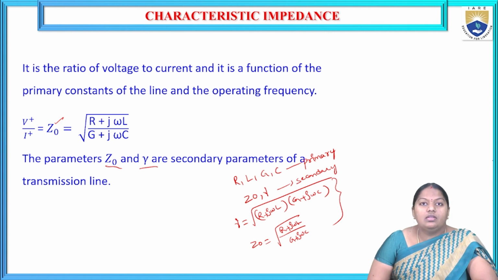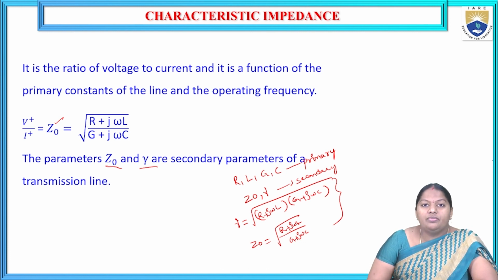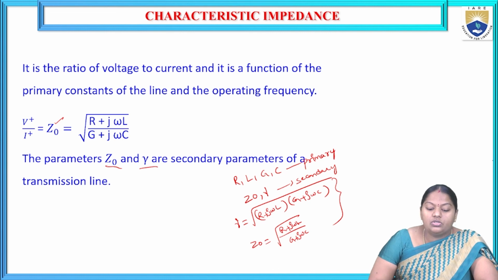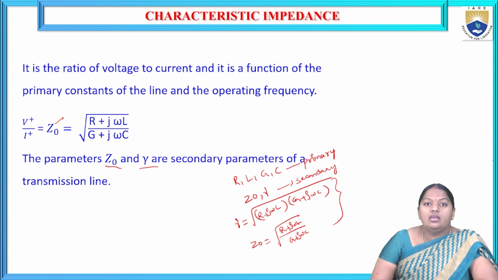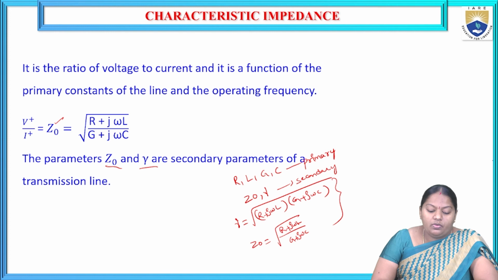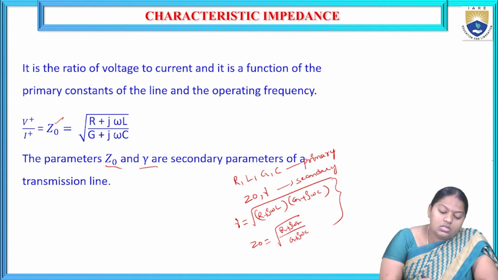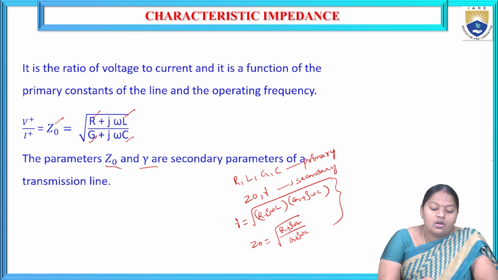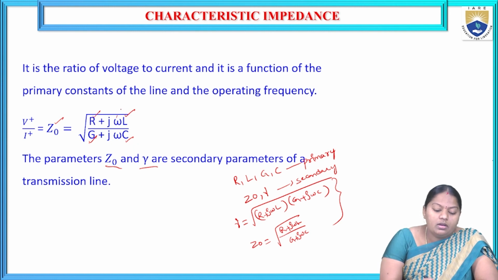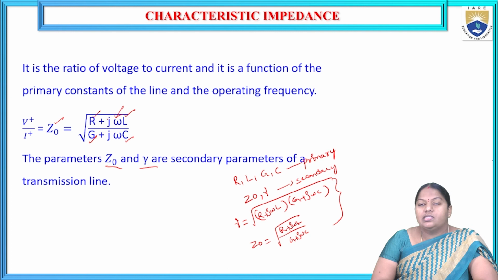So in general, the characteristic impedance Z0 can be defined as the ratio of voltage to the current in either of the directions, and it is a function of the primary constants of a transmission line and operating frequency. So what are the primary constants here? Resistance R, inductance L, conductance G and the capacitance C. These four are called primary constants of a transmission line, and along with them, omega is the operating frequency of a transmission line, right?